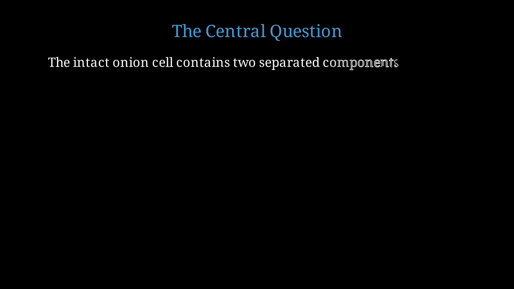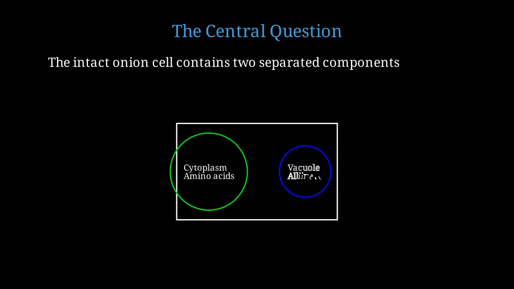In an intact onion cell, there are two key components that are physically separated. First, we have sulfur-containing amino acid derivatives stored in the cytoplasm. Second, we have an enzyme called alliinase stored in the vacuole. Here's a simplified diagram of an intact onion cell. The cytoplasm contains sulfur-containing compounds, while the enzyme alliinase is safely stored in the vacuole. As long as these remain separated, no reaction occurs.